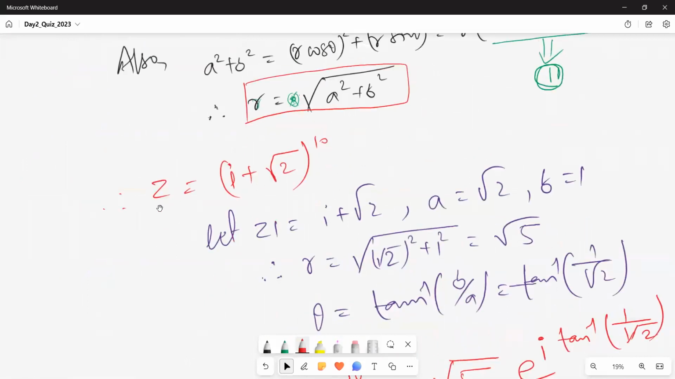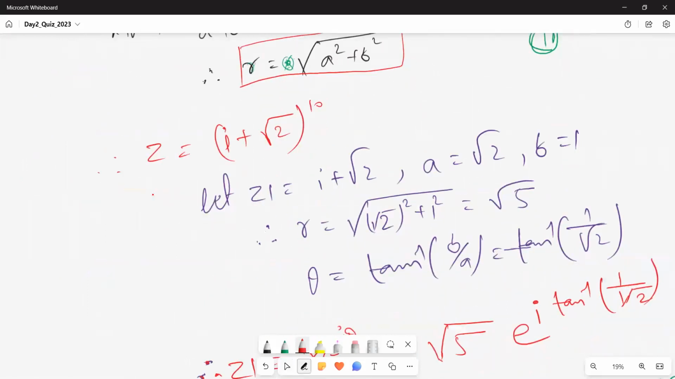So our question was Z equal to I, that is our iota. Remember, don't get confused. Don't write the coefficient of I as A, and similarly don't write it as B. We have A and B here, but these A and B are not simply of Z. It is some other complex number, for example Z1, because Z is a power of this Z1. If you write Z1 equal to A plus IB, that is root 2 plus I, right?